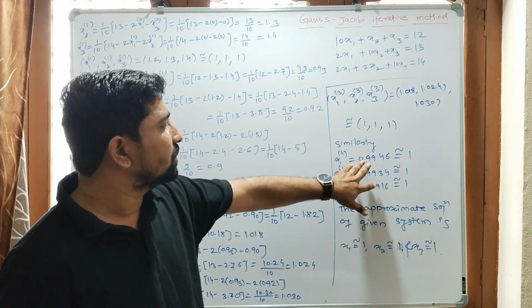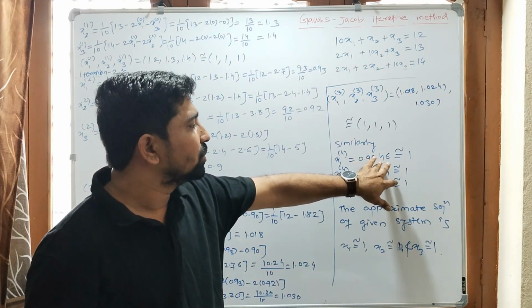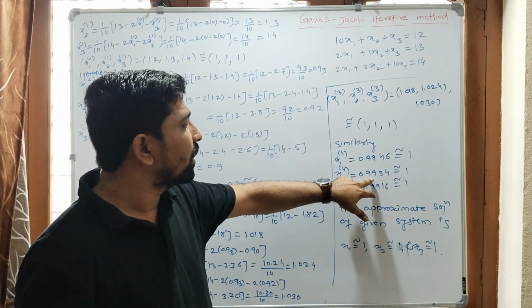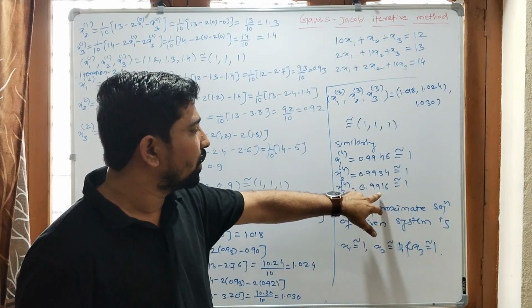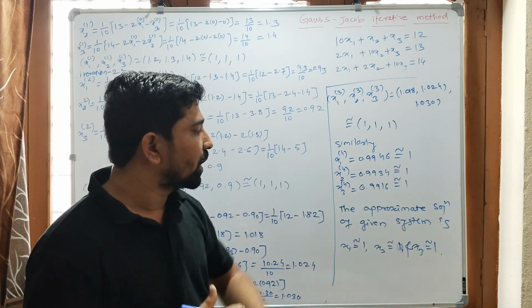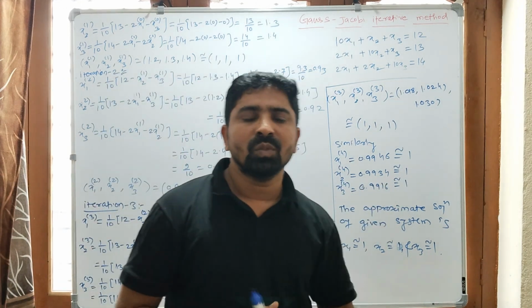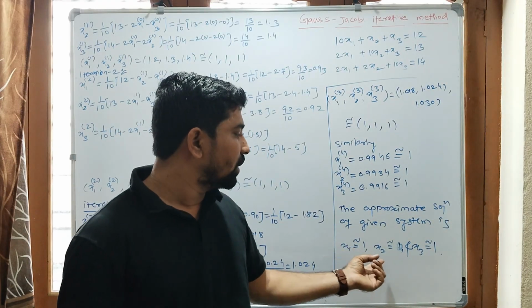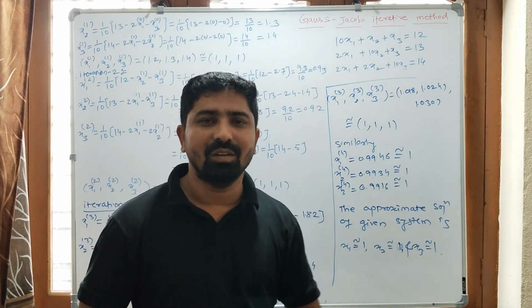So here this is 0.9946, which is approximately equal to 1. This is 0.9934, this is 0.9916, which are also approximately equal to 1. So at the end you can tell the approximate solution of the given system is x1 is 1, x2 is 1 and x3 is 1. Thank you.